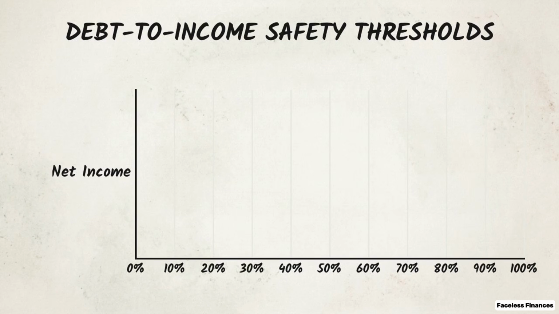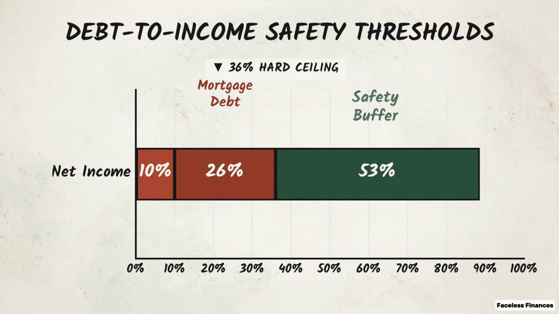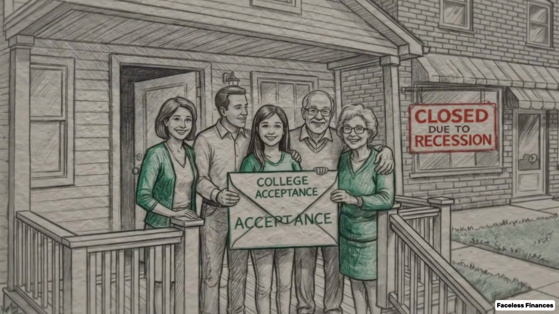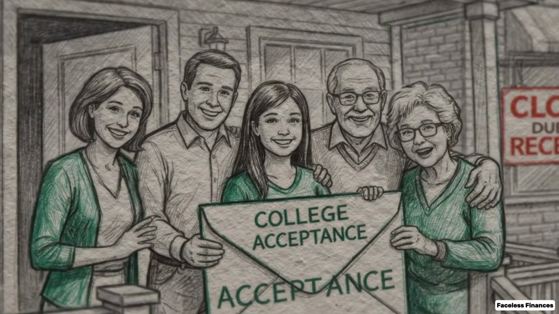Even strategic debt becomes a risk if the monthly cost overwhelms your cash flow. We measure this through the debt-to-income ratio, or DTI. A safe threshold for non-mortgage debts, like car payments and student loans, is 10% of your take-home pay. Staying below this level ensures you have liquid cash available for emergencies. Including your mortgage, total debt payments should not exceed 36% of your net income. This provides a necessary buffer to prevent insolvency if your income is interrupted. Respecting these limits allows you to finance assets like education or a home without risking bankruptcy during a recession.